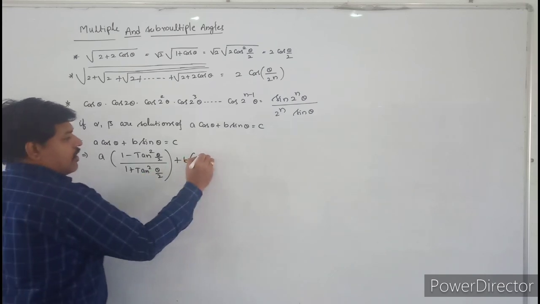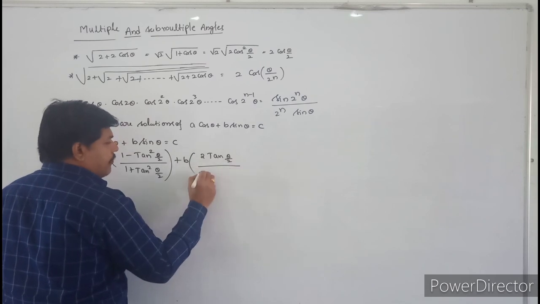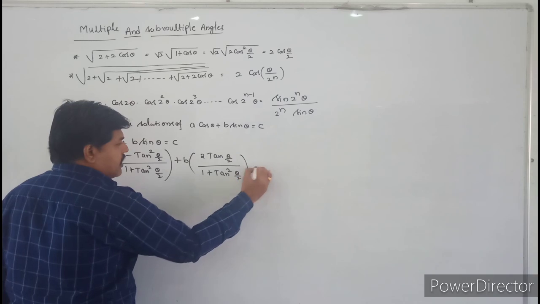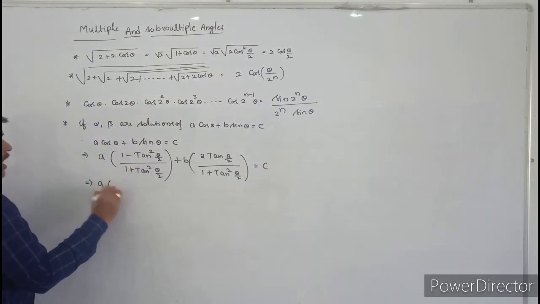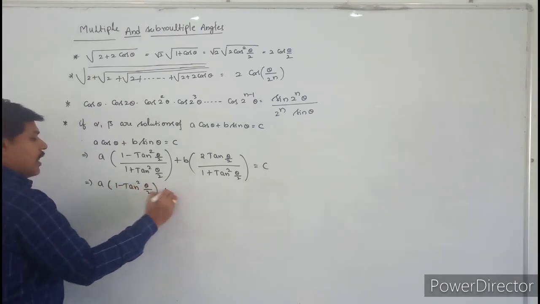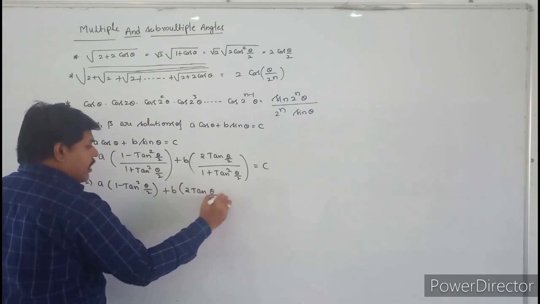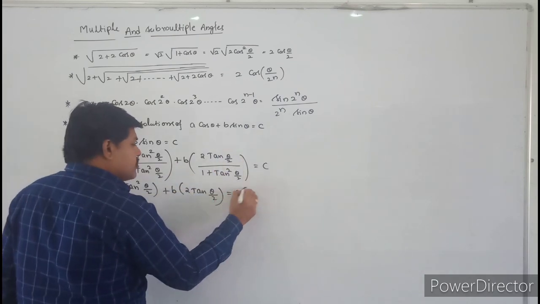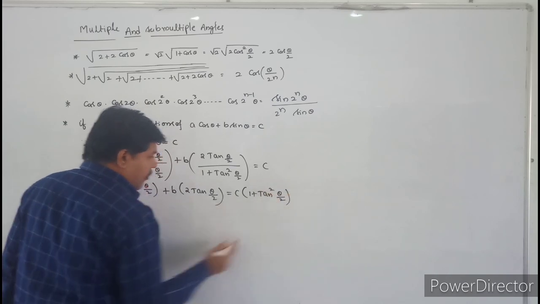So that is nothing but the half angle formula once again. 2 tan theta by 2 by 1 plus tan square theta by 2, that is equal to c. So take the LCM, students. What happens? a into 1 minus tan square theta by 2 plus b into 2 tan theta by 2. Take the denominator and take the LCM, and take the denominator to that side. It will become c into 1 plus tan square theta by 2.